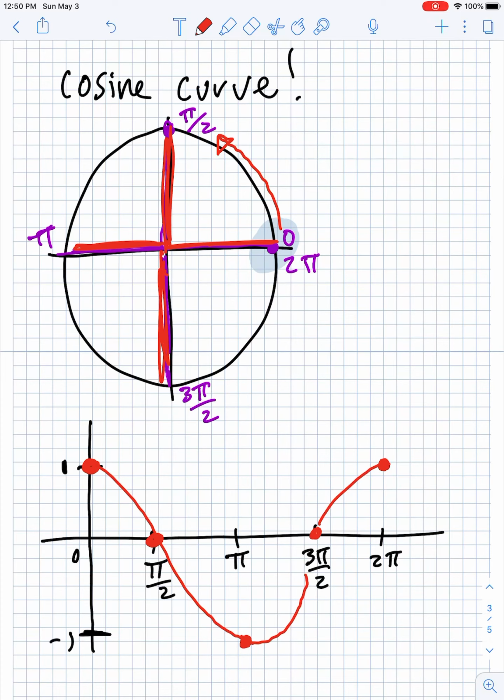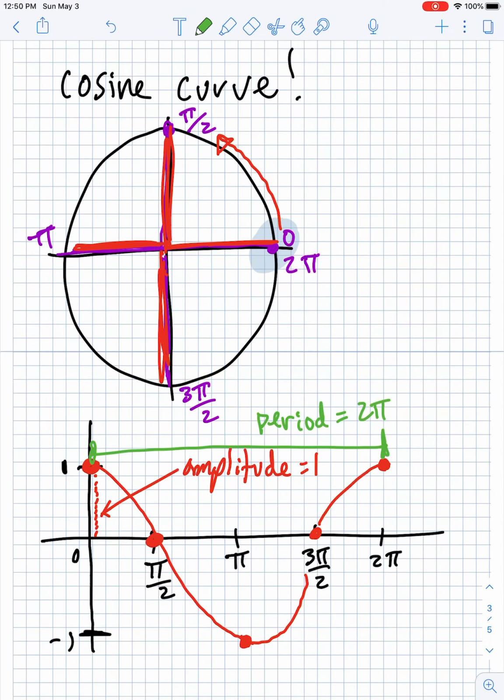You guys, that's one full period of cosine. Notice that it still has an amplitude of 1. Oh, didn't say that earlier, did I? You guys, this distance from the center line up to the top, this is called the amplitude. It still has a period of 2 pi. Let's use a different color. If I go from here all the way to here, this is one full cycle of cosine. Period is 2 pi. Yeah, it's got an amplitude of 1.